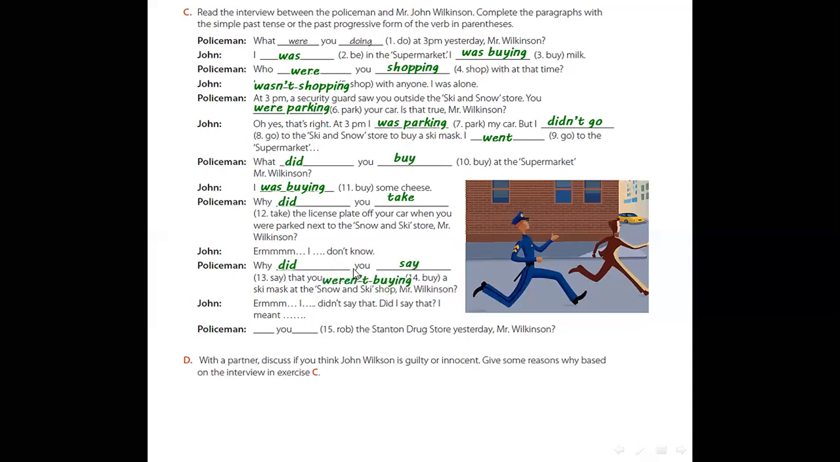Why did you say that? You weren't buying a ski mask at the snow and ski shop, Mr. Wilson. I didn't say that. Did I say that? I meant, yes. Did you rob the Stanton store yesterday, Mr. Wilson? Is it easy?